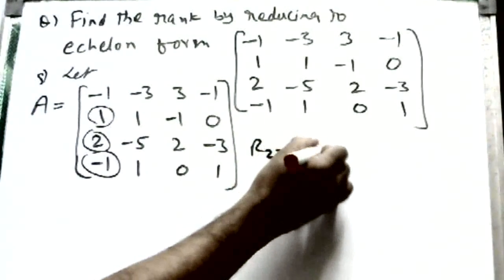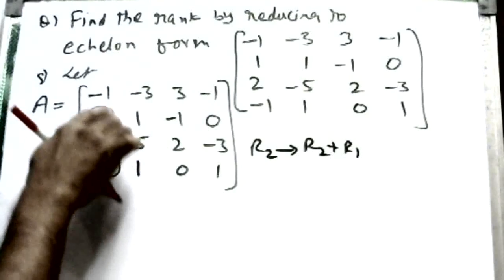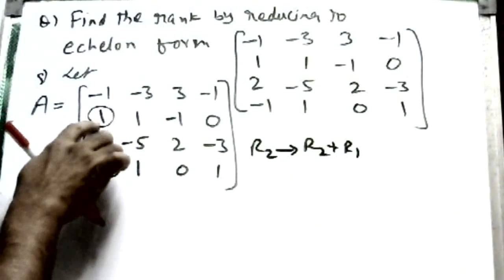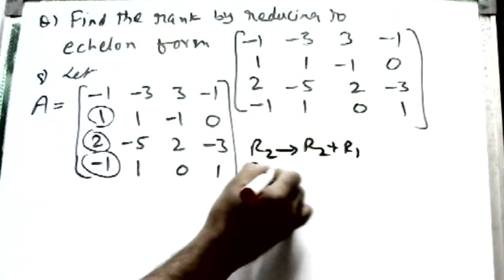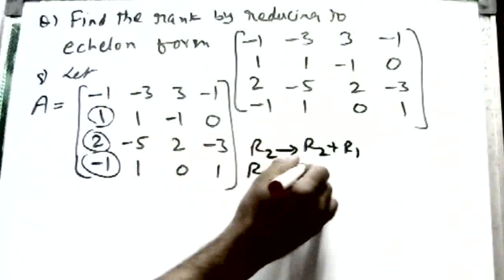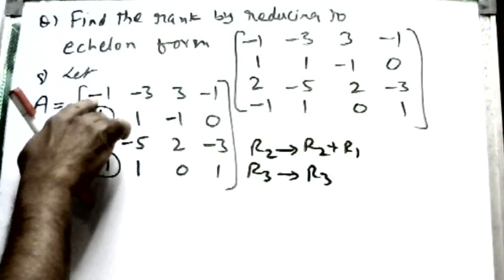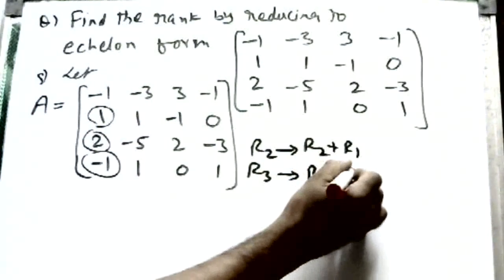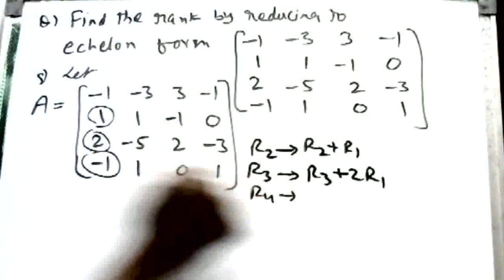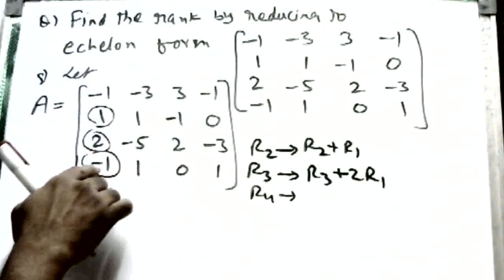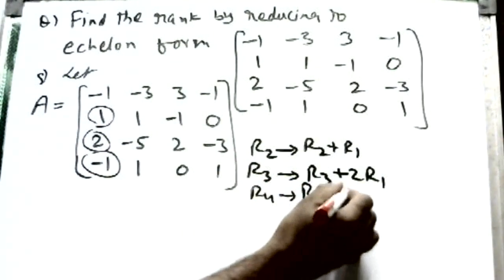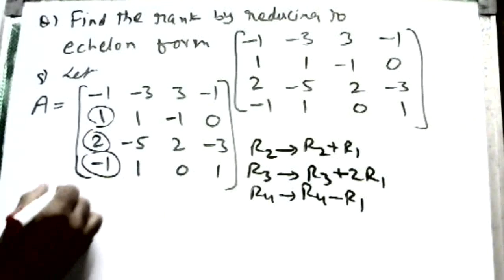R2 implies, very easy, 1 minus 1, 0. So R2 implies R2 plus R1. 1 plus into minus, minus 0. Don't write minus here. If you write minus 1 plus 1, it will become 1 plus 1, 2. In the same way, R3 implies, this is 2, so multiply this with 2. R3 implies R3 plus into minus, minus 2R1. Now R4, this is minus 1, minus 1. R4 minus R1. Minus 1 plus 1 will be 0. So R4 implies R4 minus R1.